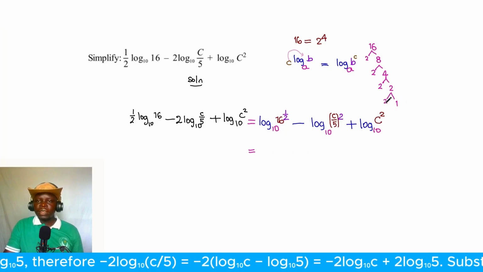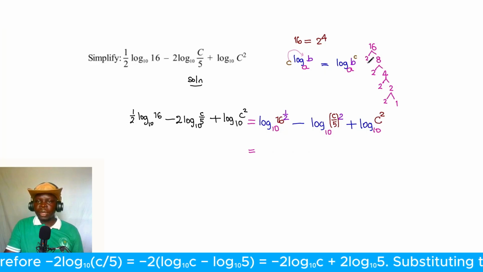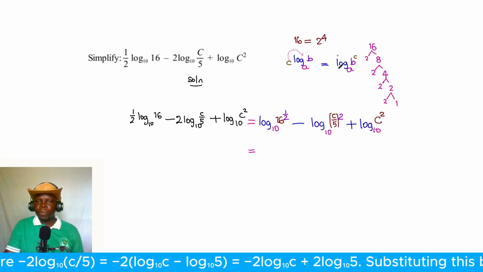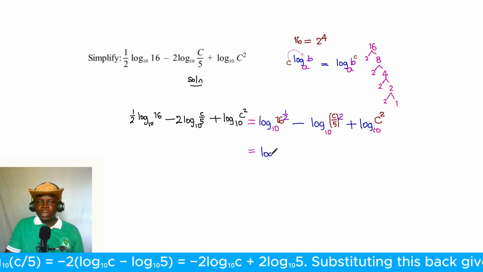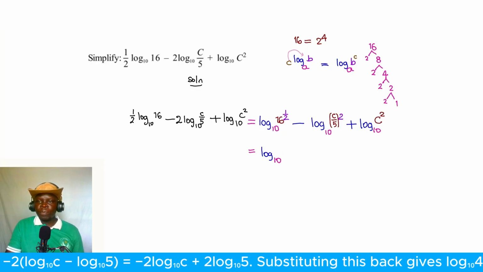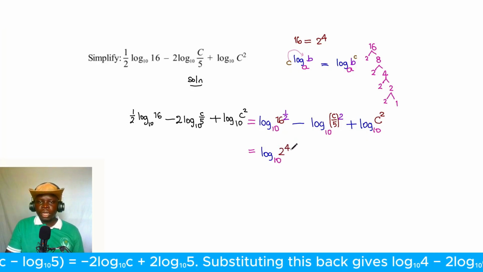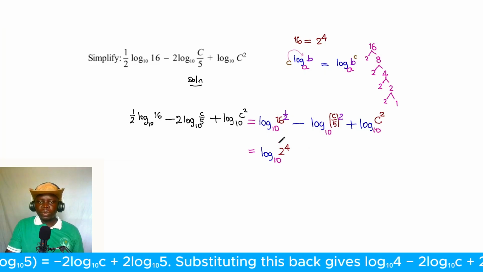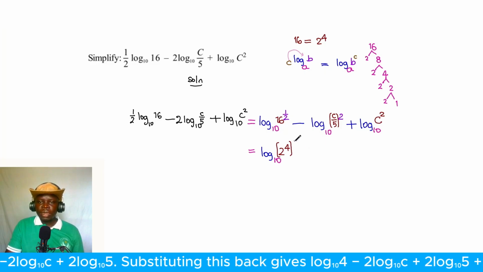And from here, 16 will be the same as 2 to the power of the number of times the 2 appears. So that is 4. So we're going to write the same thing here and say log to the base of 10, and we write this in the new form, which is 2 to the power of 4. And remember, this is raised to a new power, and our new power is 1/2.